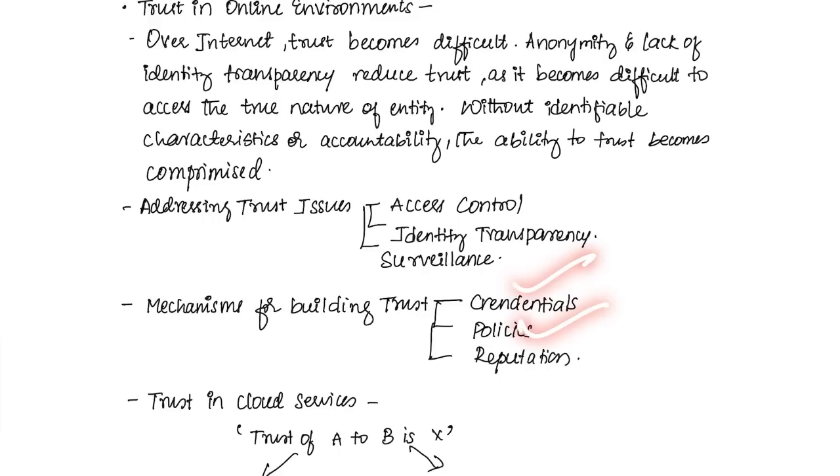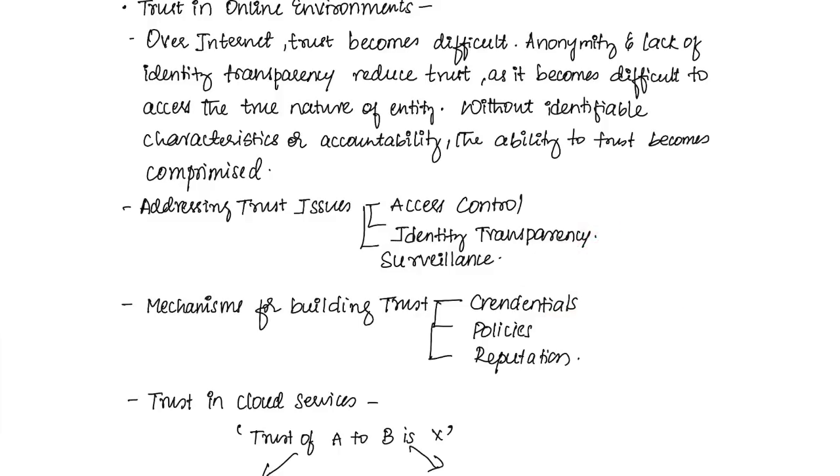Then we have policies. So trust policies outline the conditions under which the trust is guaranteed, and specify actions to take whether conditions are met or violated. So here we often require the verification of credentials to happen. So thereby policies are again very important.